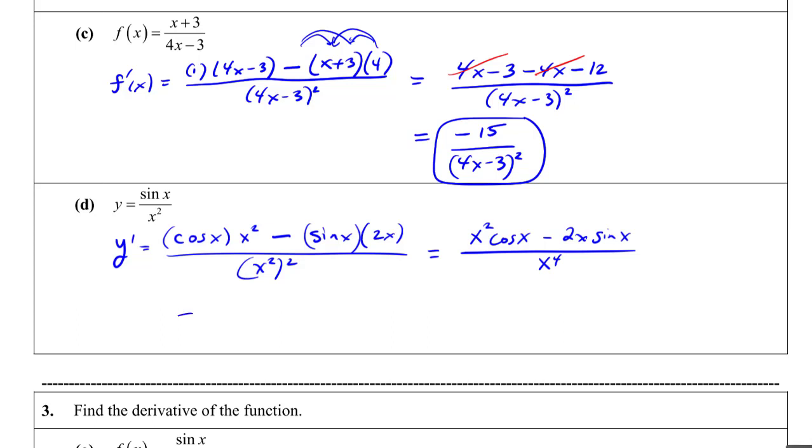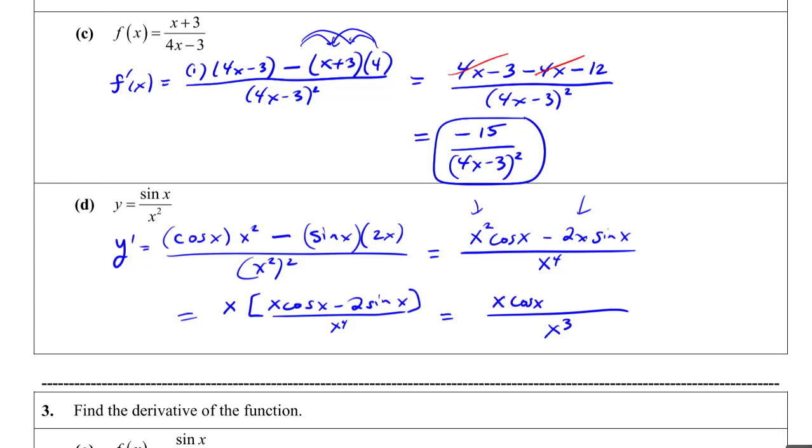Now here's a place where I can see I have some x's everywhere, so it might help to factor a bit. x times x cosine x minus 2 sine x over x to the 4th. And what I see is I can cancel one of the x's on top with one of the ones on the bottom. So I'll end up with x cubed down there. And I have x cosine x minus 2 sine x still over that x cubed.